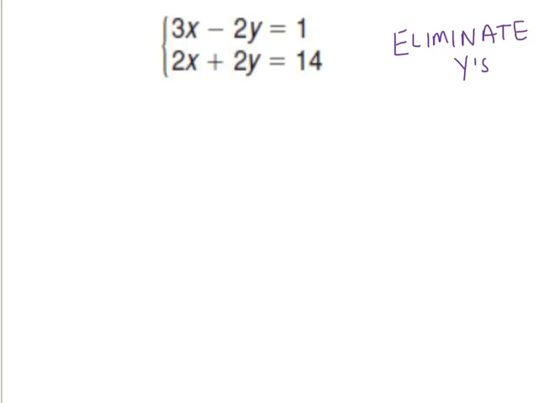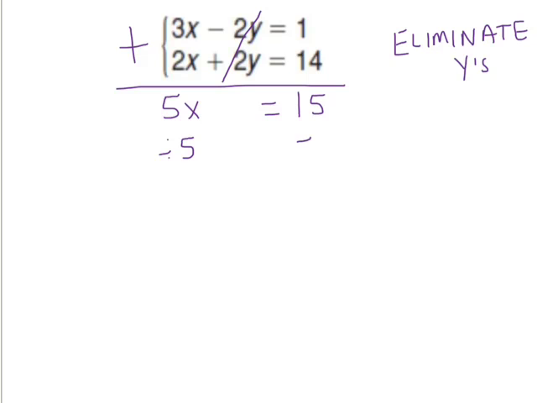So what we're going to do is make this a big addition problem, and you'll see what happens. We're going to add the 3x and the 2x, and that equals 5x. 2y and negative 2y cancel out, and 1 and 14 is 15. Divide by 5 on both sides, and x is 3. Now, we have half of our problem done.